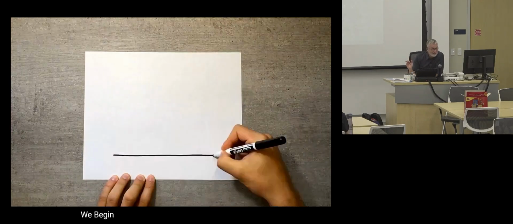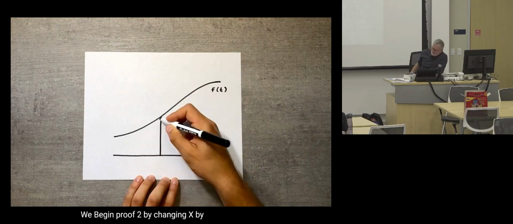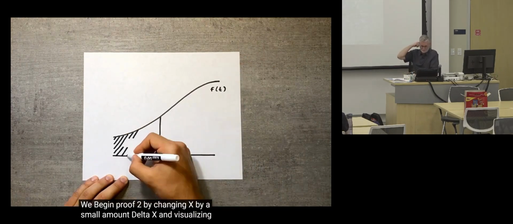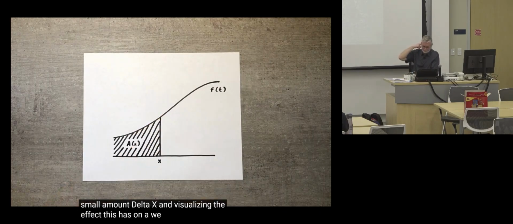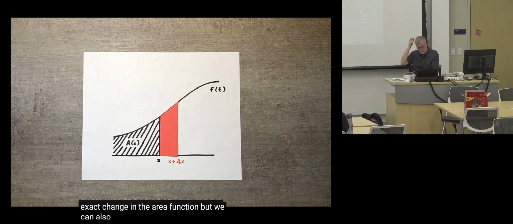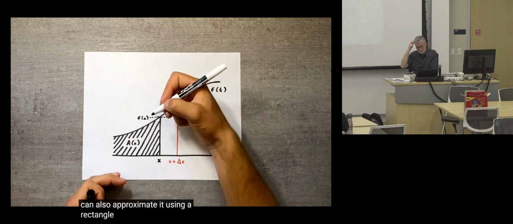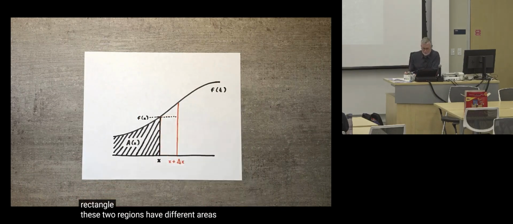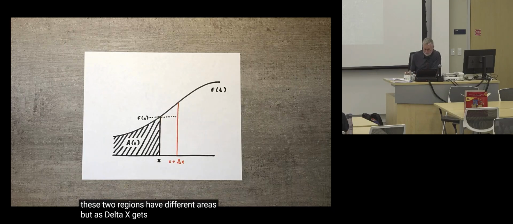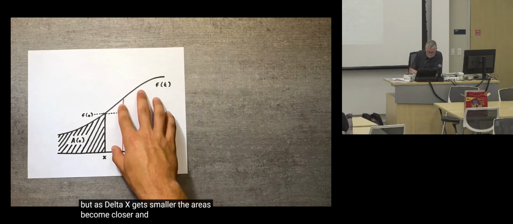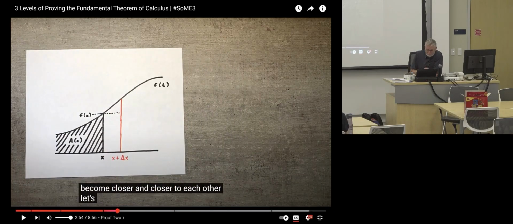Okay, level 2, high school. We begin proof 2 by changing x by a small amount, delta x, and visualizing the effect this has on A. We can examine the exact change in the area function, but we can also approximate it using a rectangle. These two regions have different areas, but as delta x gets smaller, the areas become closer and closer to each other. So why is he replacing the area with a rectangle?